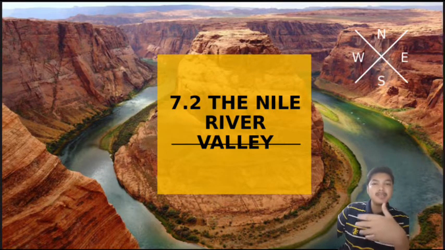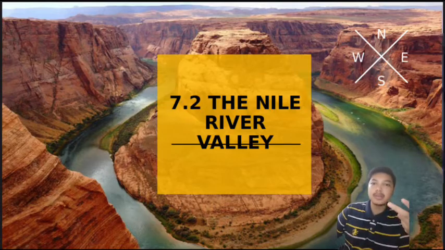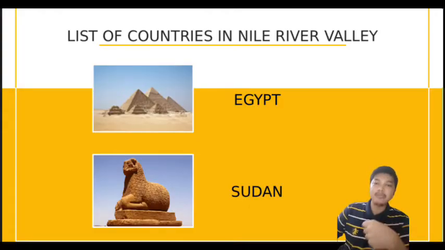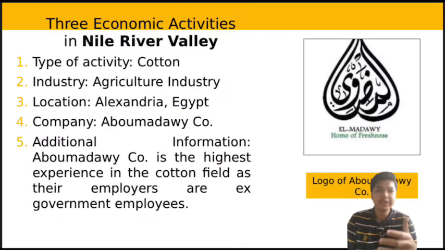The Nile River region consists of 2 countries, that is Egypt and Sudan. Okay, now we go to the 3 economic activities that occur in the Nile River. The first is cotton activities that fall under the agriculture industry and are located mainly in Alexandria, Egypt, and managed by the Abu Madawi company.